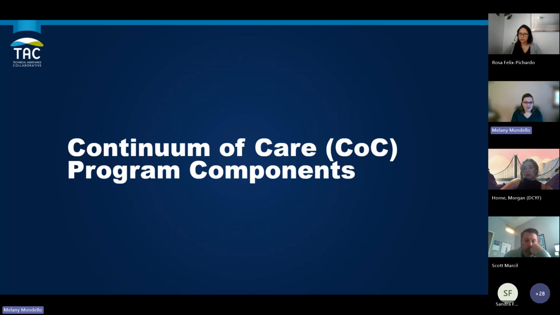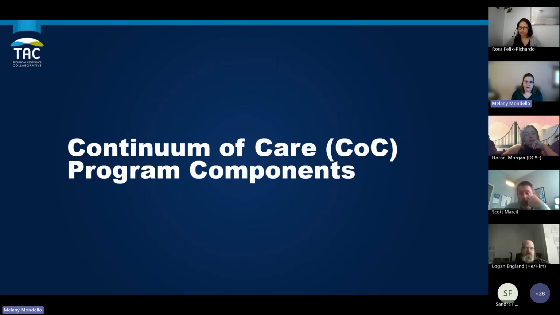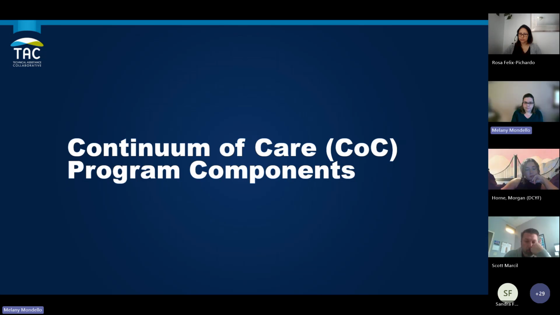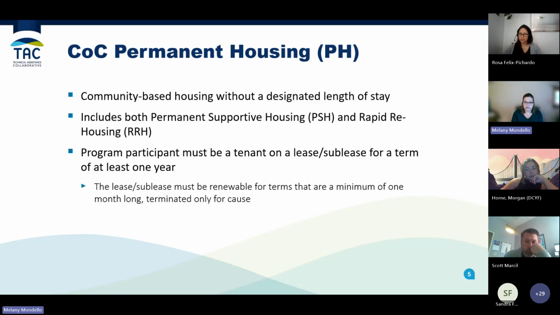Okay, this is going to be a really quick overview of the Continuum of Care Program components. Again, you will have this in materials after the training, but I just wanted to do some level setting in case we have some people that are newer to this topic. I'm going to be using some terms that it's important you know what they mean.